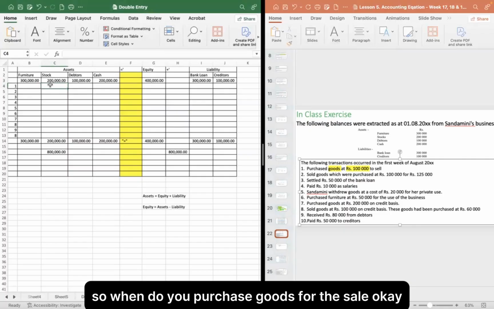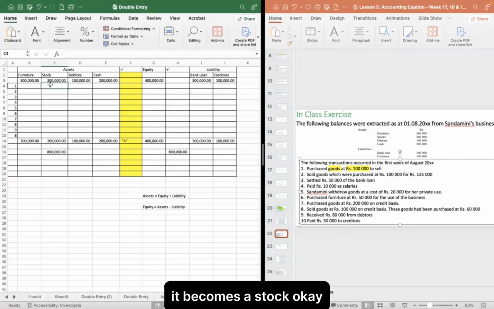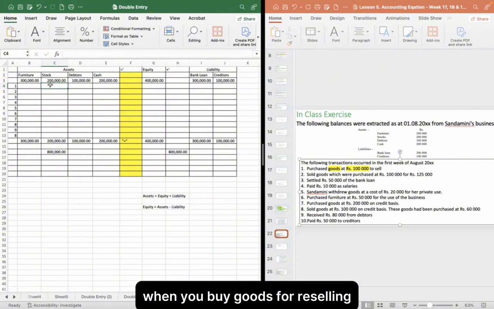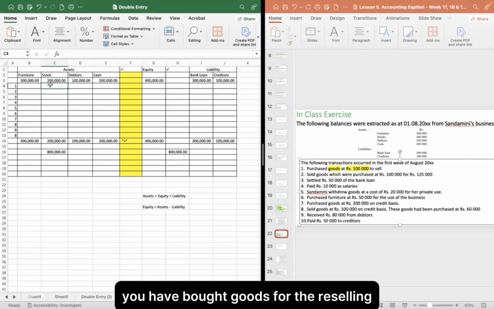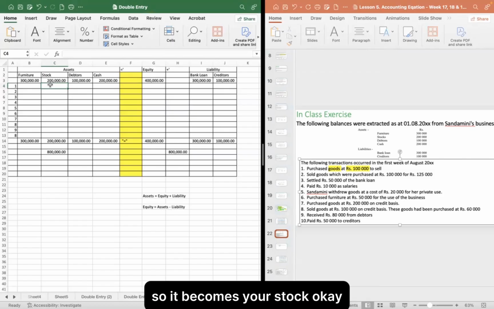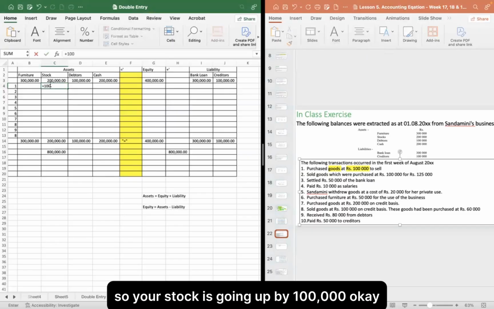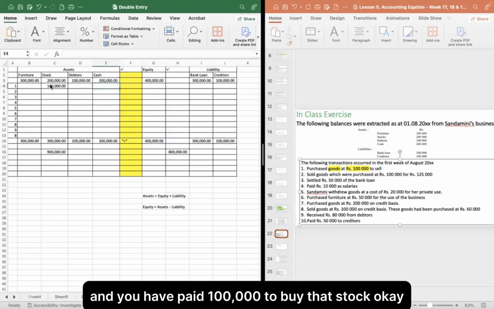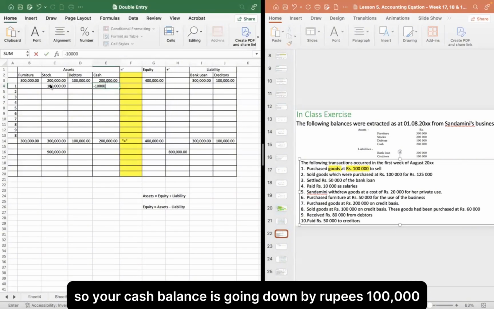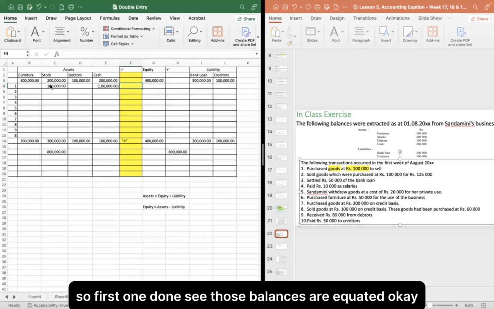When you purchase goods for sale, it becomes a stock. When you buy goods for reselling, that becomes stock. That is not something like furniture, which is also another asset. So your stock is going up by 100,000, and you have paid 100,000 to buy that stock, so your cash balance is going down by rupees 100,000. So first one done. See, those balances are equated.